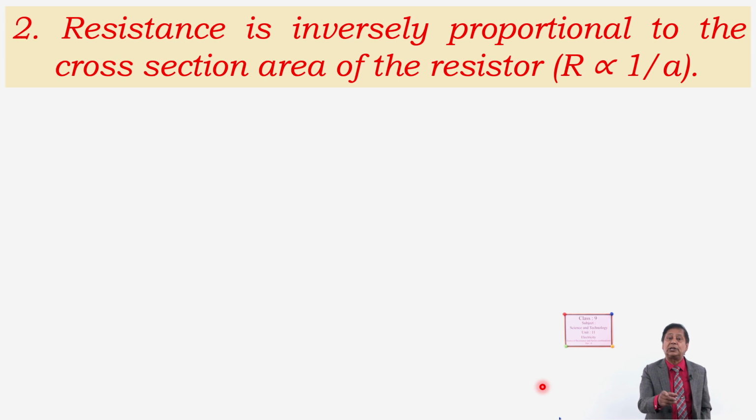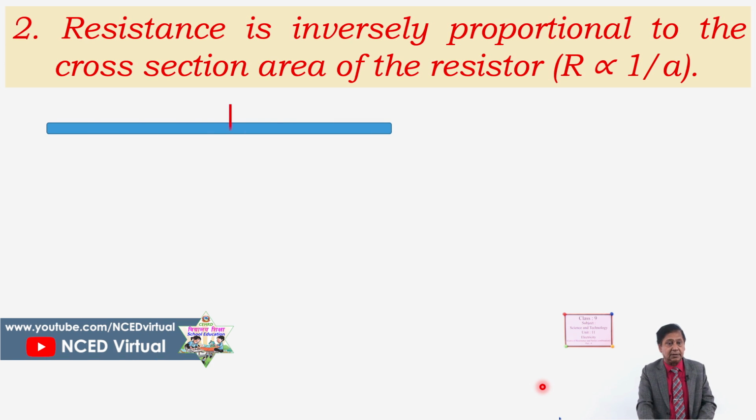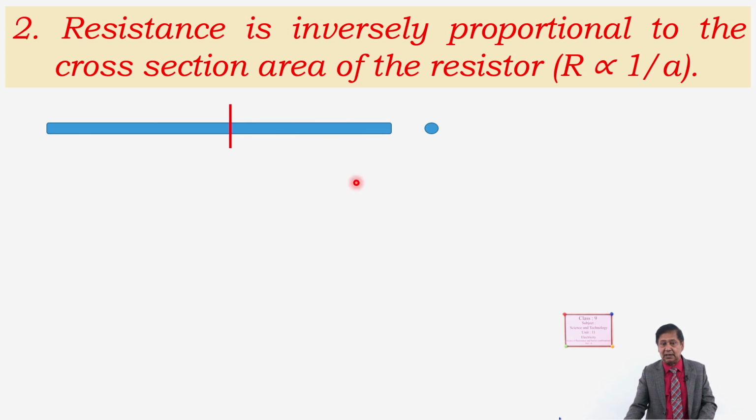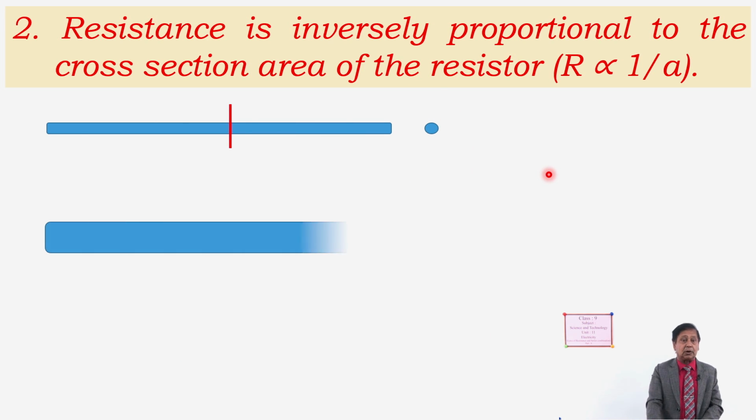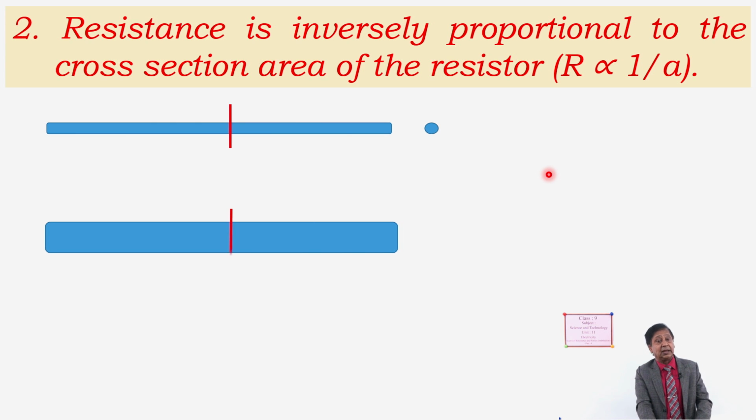Resistance is inversely proportional to the cross-section area of the resistor. Why? Now I want to tell you with the help of this diagram. This is a conductor. If we take a cross-section area like this, the cross-section area is very less. And this is another conductor which is thicker than the previous. If we take its cross-section area, the cross-section area will be wider. Look at this more. Now what happens?